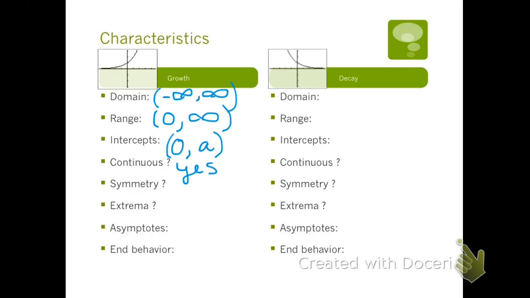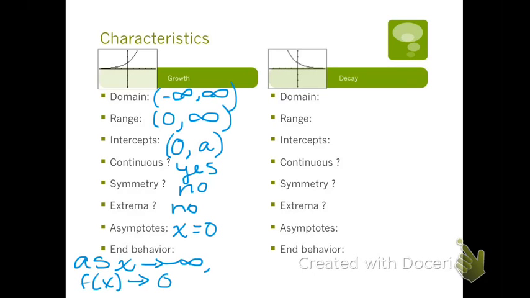Yes, it's continuous, and there is no symmetry. There are no maximums or minimums. There are asymptotes. There's a horizontal asymptote at x equals 0. And for the end behavior, as x approaches negative infinity, f of x approaches 0. That's kind of the asymptote there. And as x approaches positive infinity, f of x is going to approach positive infinity as well.